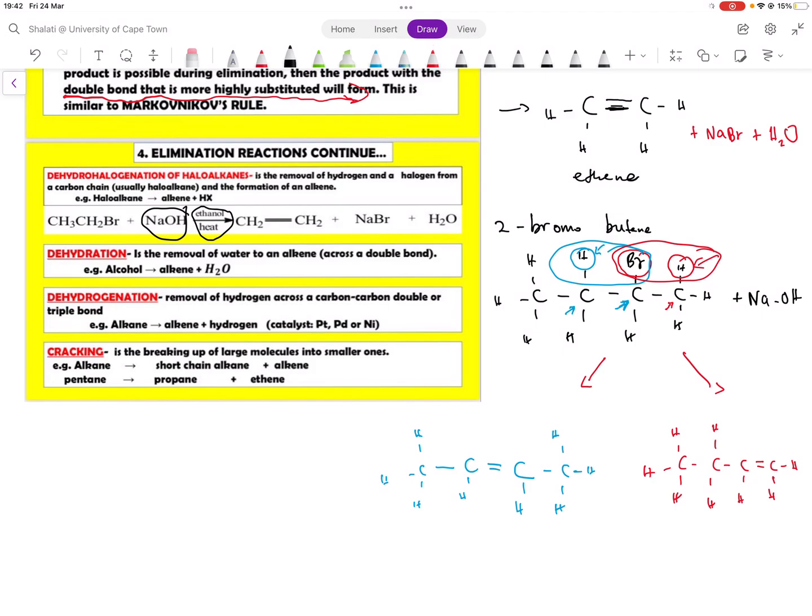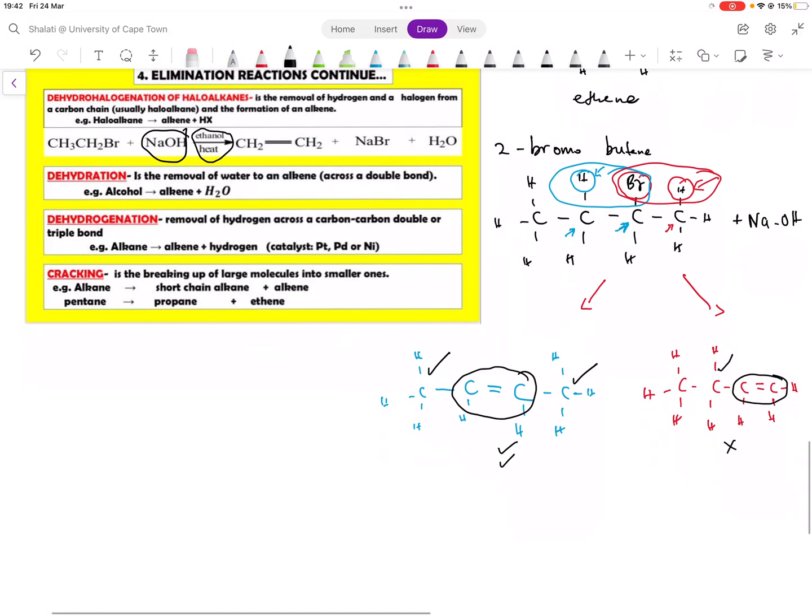On the first one, here is our double bond. How many substituents? 1, 2. And then in the other possibility, here is our double bond. It only has 1 substituent. So this one will be our major product. This one is not the major product. I hope you understand how you have to form.